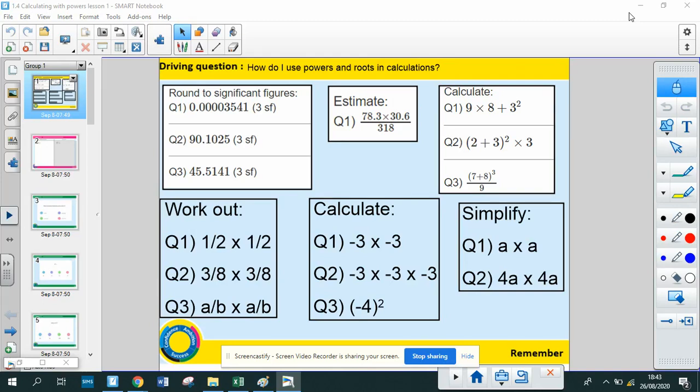Hi everyone, today we're going to learn how to calculate powers and roots in calculation. First of all, I'd like you to have a go at the Do Now activity on the board. Some of these are skills that you should already know that will be useful for today's lesson.